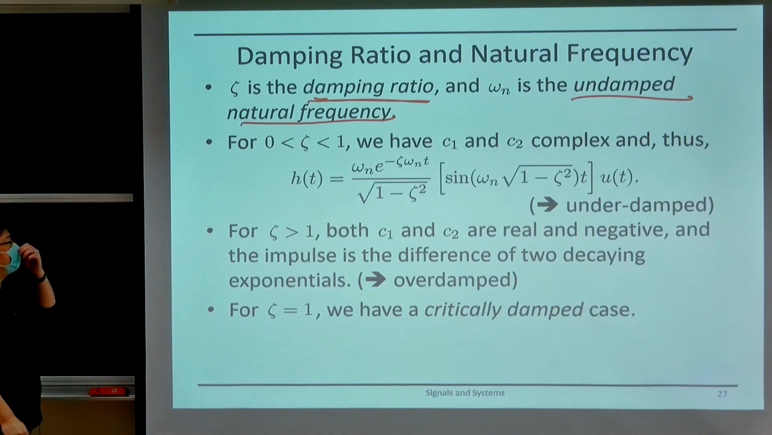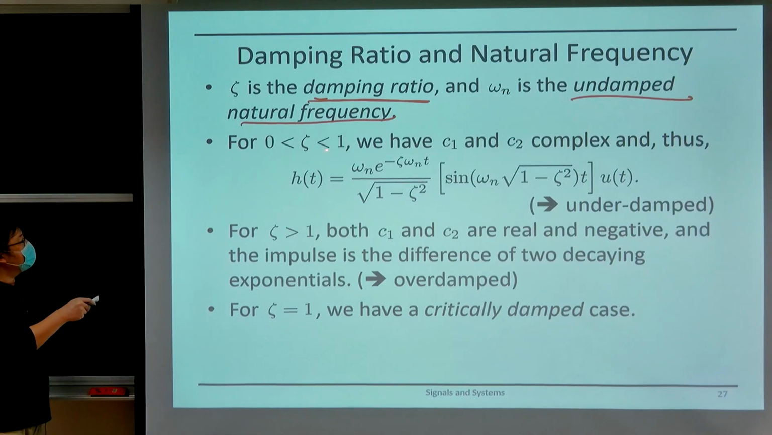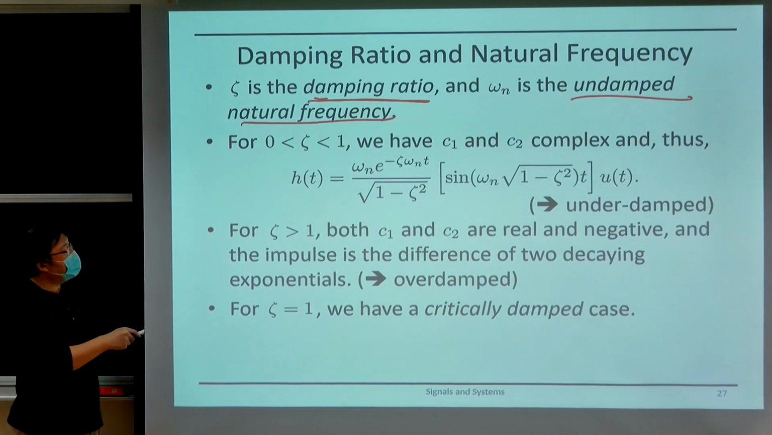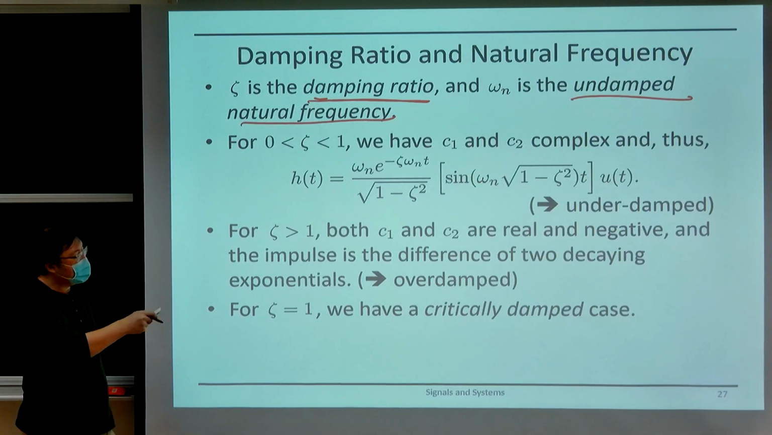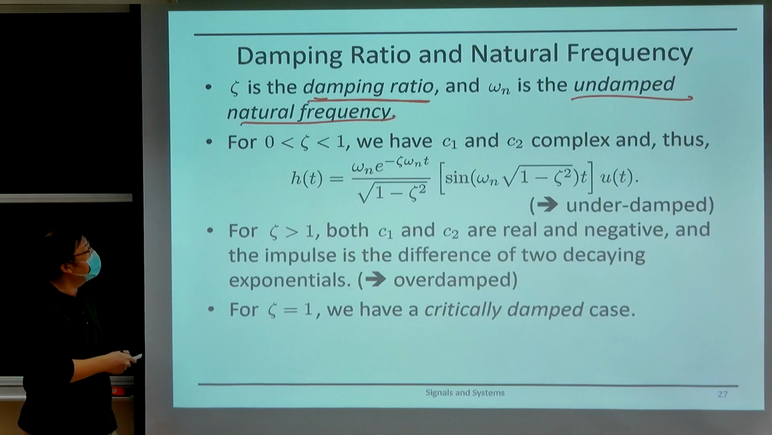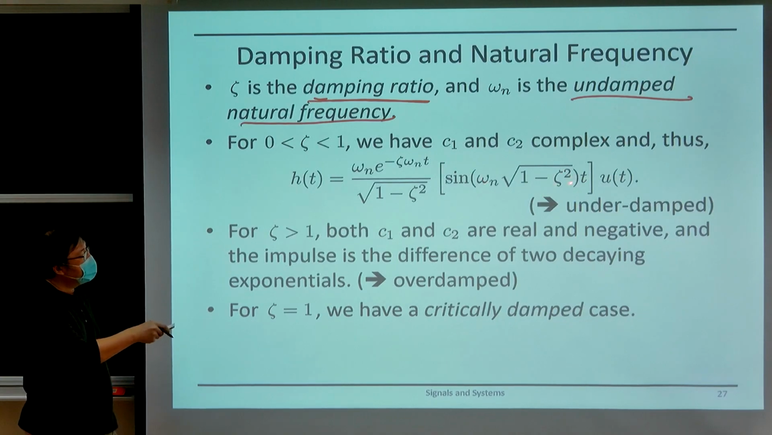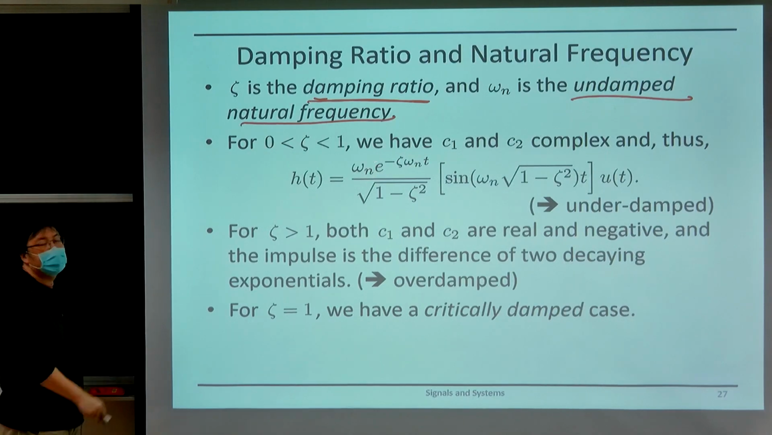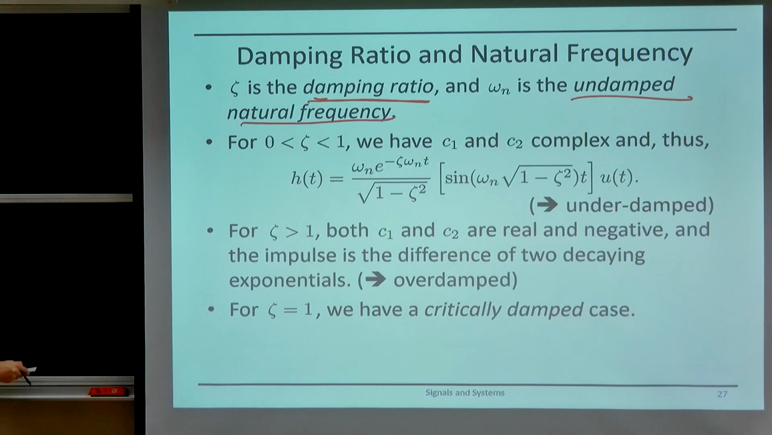Right. So as I just mentioned, if zeta is between 0 and 1, right, you have a frequency response that is basically a sinusoid. Right? This sine is obtained by Euler's relation when you combine these two complex exponentials. Okay? So you basically have a sinusoid at frequency equal to this that decays over time due to this decaying exponential. Okay? And this is called an underdamped system.